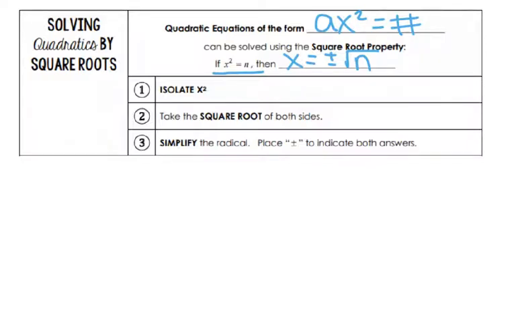If that doesn't make sense, it's cool. We're going to use these same 3 steps every time. So number 1, we're going to isolate x squared. So we're going to make sure that x squared is the only thing on its side of the equation. Number 2, we're going to take the square root of both sides. Sometimes it's going to be a perfect square, which is really nice, and sometimes it's not, which we'll have something that we have to do in case that happens. And then the third thing we're going to do is simplify the radical. And if you'll notice, it says place plus and minus to indicate both answers. Because anytime you take a square root, you have a positive and a negative answer.